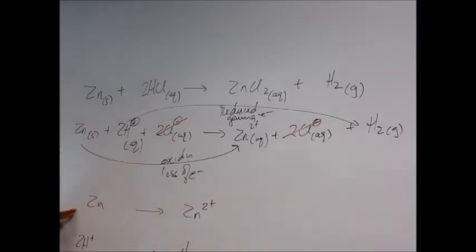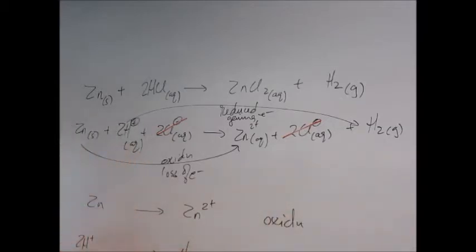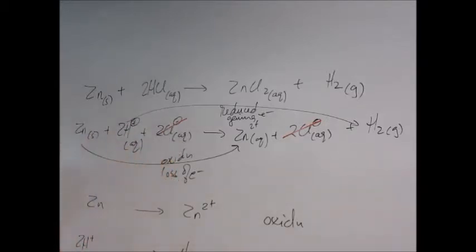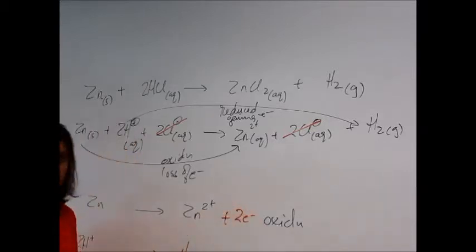And zinc is getting oxidized, so this is the oxidation half reaction, and hydrogen is gaining electrons, so this is the reduction part of the equation. These are half reactions. So, it's not done yet. Zinc went from zinc to zinc 2 plus. How many electrons did it lose? 2 electrons. Okay, so if it loses electrons, you write that on the right hand side.